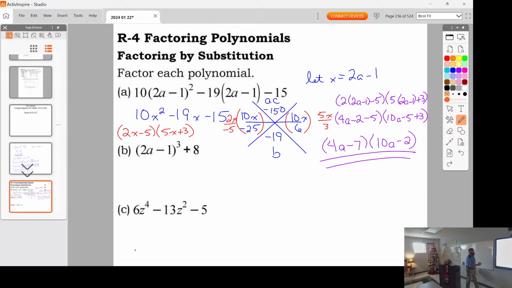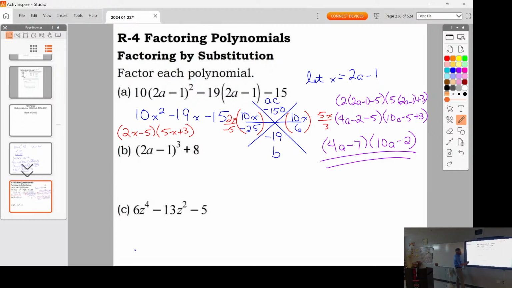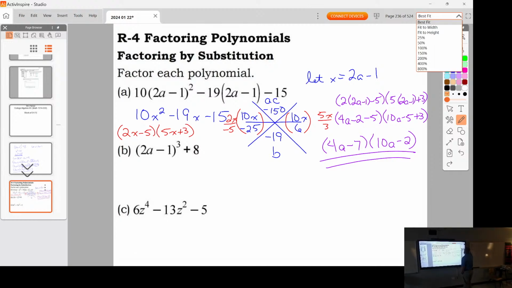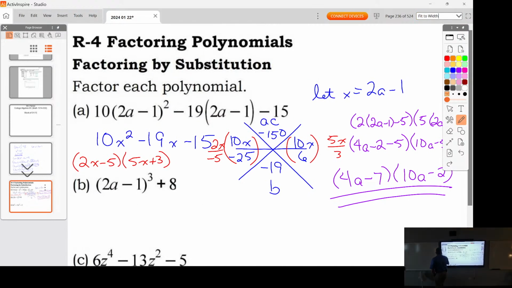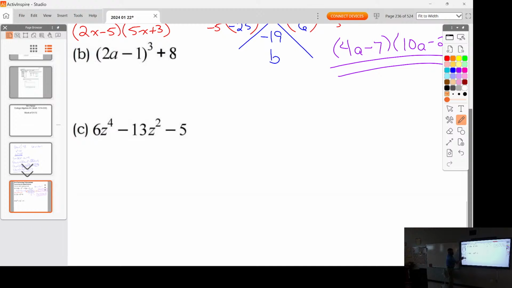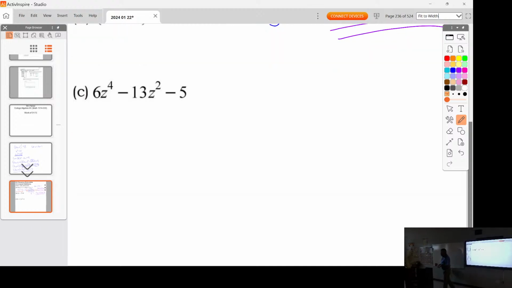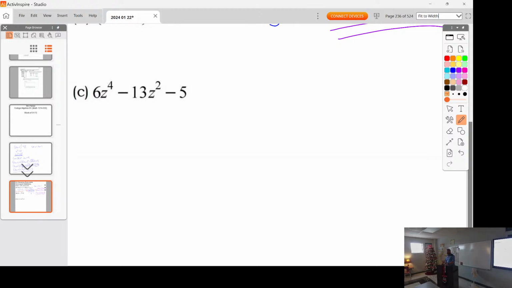we have 6z to the fourth minus 13z squared minus 5. What are y'all thinking? What would be a good substitution in this to make this one look like a quadratic? Definitely not a difference of squares. I'd rather try and be wrong than no answer at all.